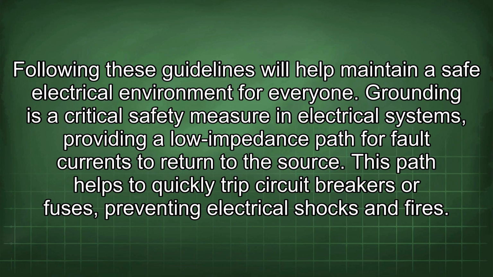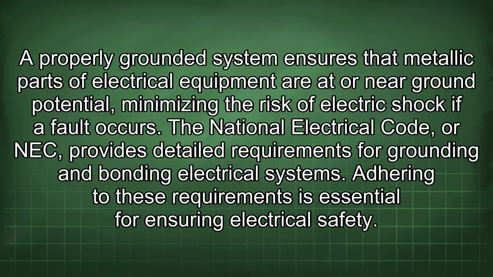Grounding is a critical safety measure in electrical systems, providing a low impedance path for fault currents to return to the source. This path helps to quickly trip circuit breakers or fuses, preventing electrical shocks and fires. A properly grounded system ensures that metallic parts of electrical equipment are at or near ground potential, minimizing the risk of electric shock if a fault occurs.